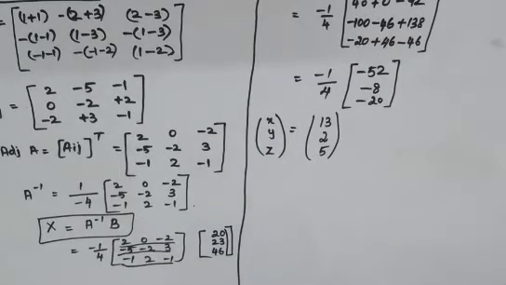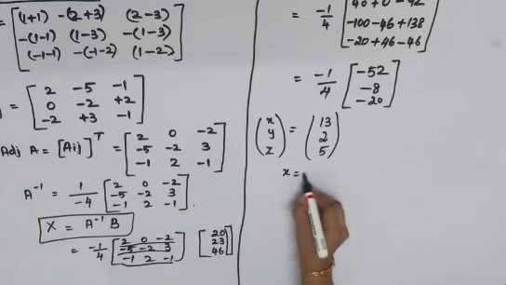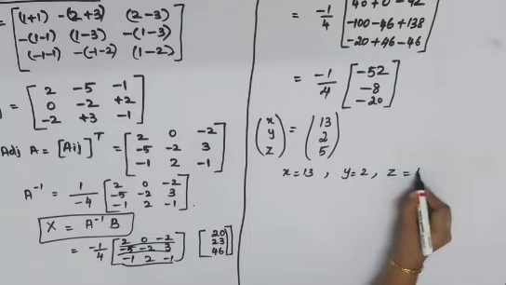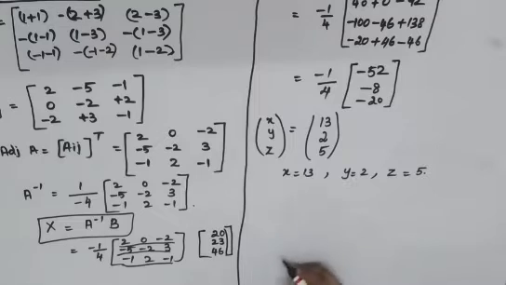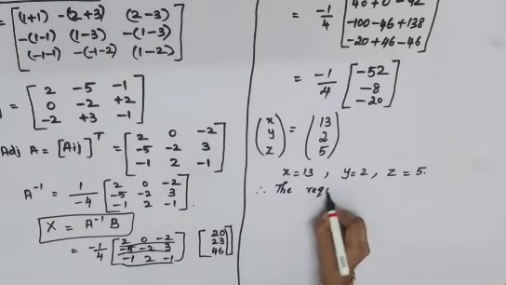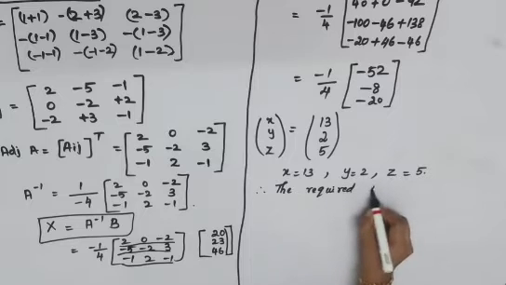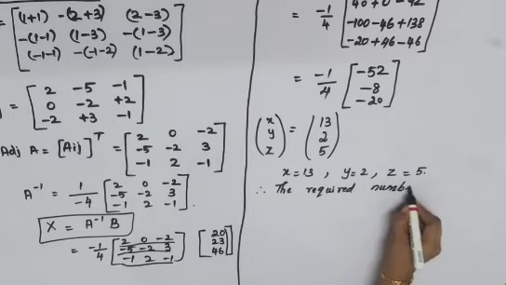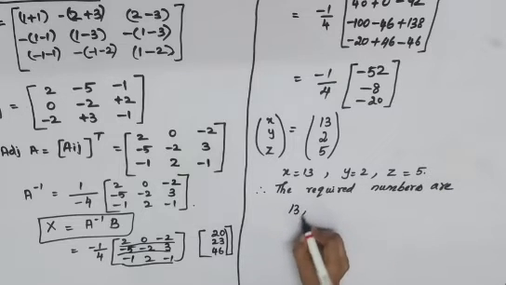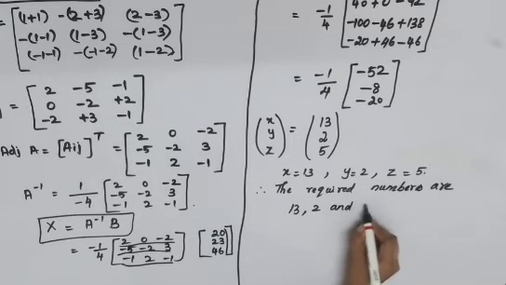Therefore you can declare your answer: x is equal to 13, y is equal to 2, z is equal to 5. Therefore the required numbers, they have asked you the numbers, are 13, 2 and 5. So this is the answer for your fifth question.